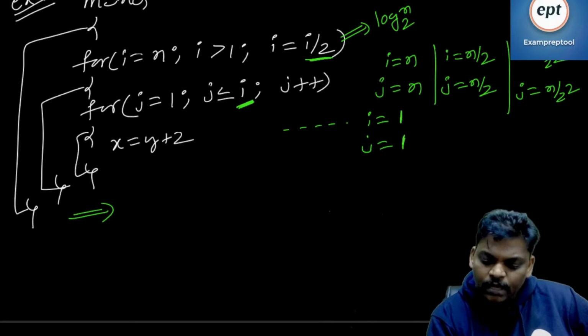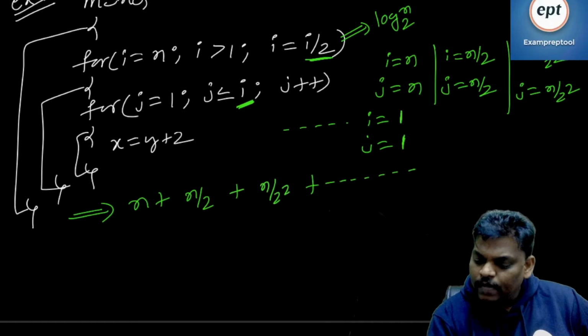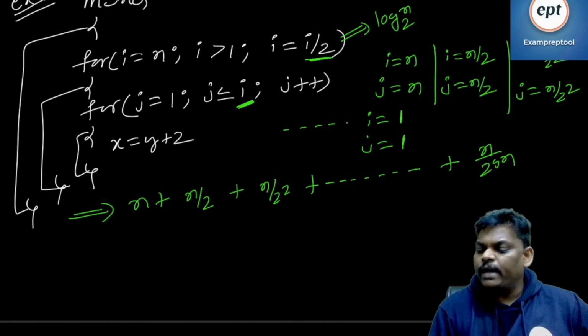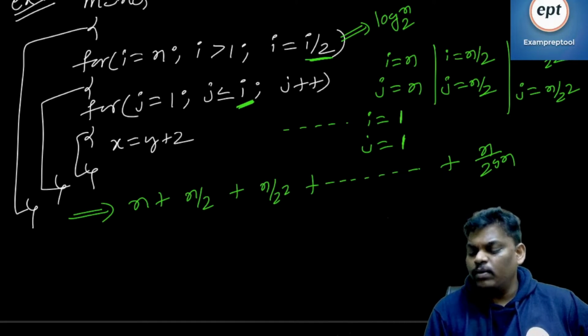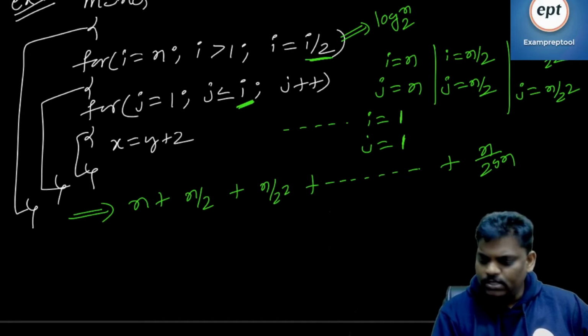So what is the answer? I is equal to n, J loop is n. I is equal to n by 2, J loop is n by 2. I is equal to n by 4, J loop is n by 4. So like that it is going on. Lastly, I is equal to n by 2 power log n, because I maximum value is log n. So 2 power log n. So J value becomes n by 2 power log n. So like that this is going on.